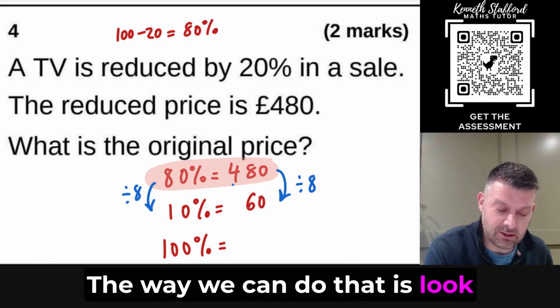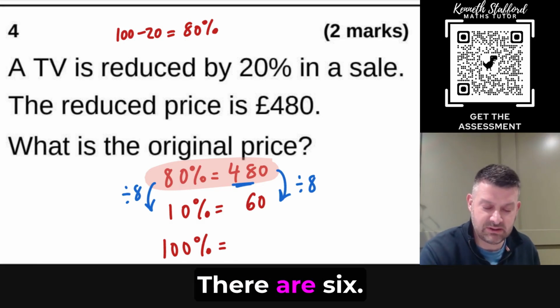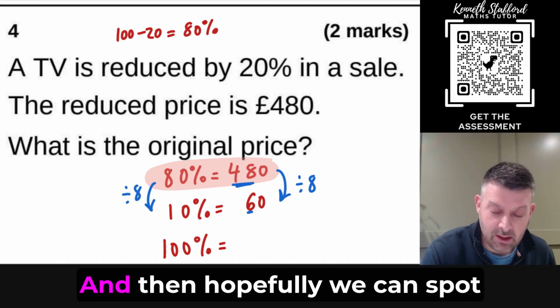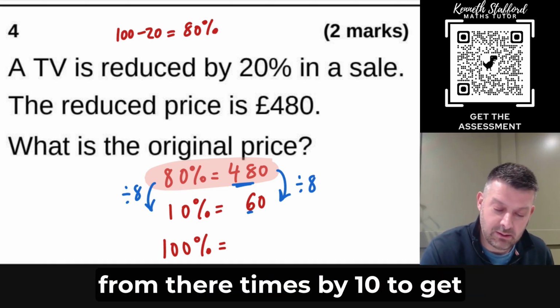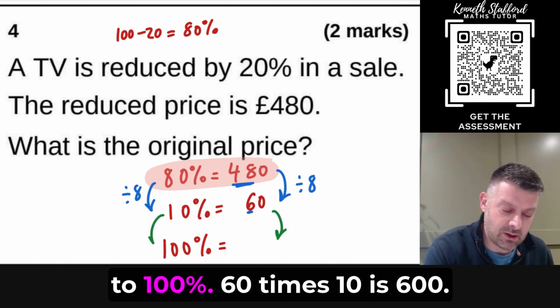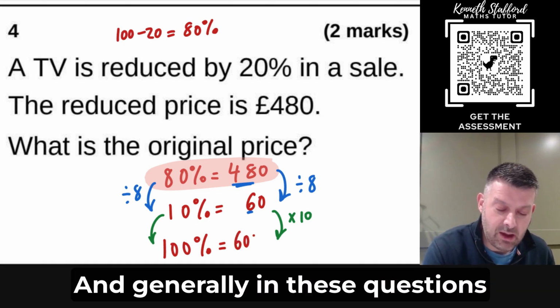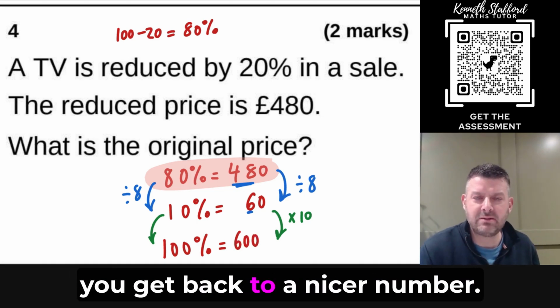The way we can do that is look at how many 8s are in 48. There are 6. So there are 60 in 480. And then hopefully we can spot from there times by 10 to get to 100%. 60 times 10 is 600.